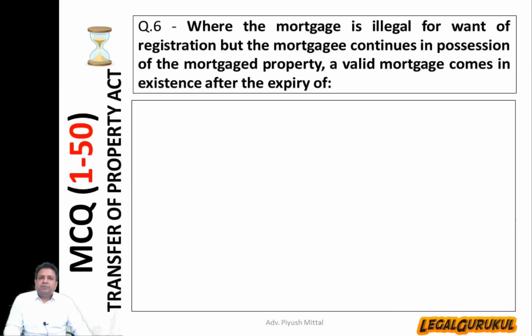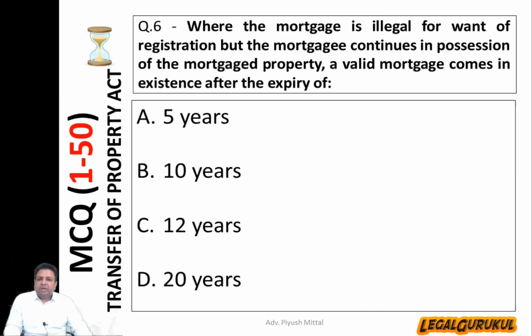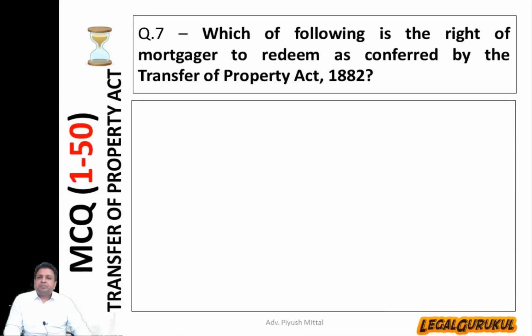Question number 6. Where the mortgage is illegal for want of registration, but the mortgagee continues in possession of the mortgaged property, a valid mortgage comes into existence after expiry of A, 5 years, B, 10 years, C, 12 years, D, 20 years. And the correct answer is C, 12 years.